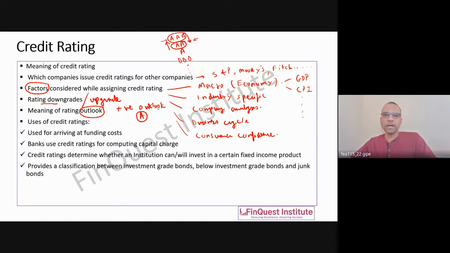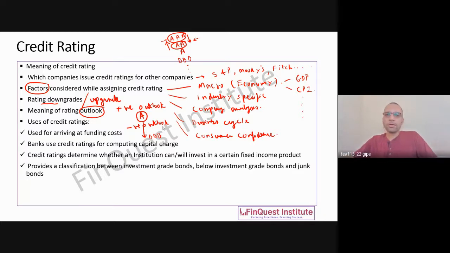So maybe A can become double A in probably the next quarter or quarter after that. So this is the meaning of a positive outlook. There can be a negative outlook as well. So someone who is rated A, the rating agency may say that we have a negative outlook. We are not very optimistic about them. So this is a sign that possibly A could drop to triple B. So this is what we call a negative outlook.